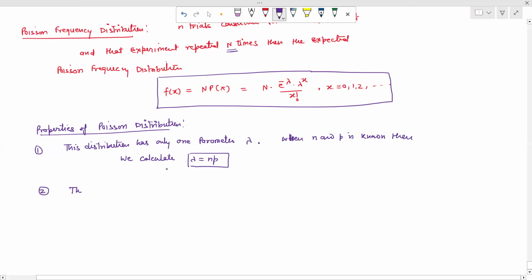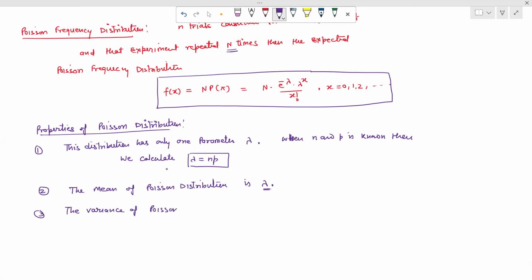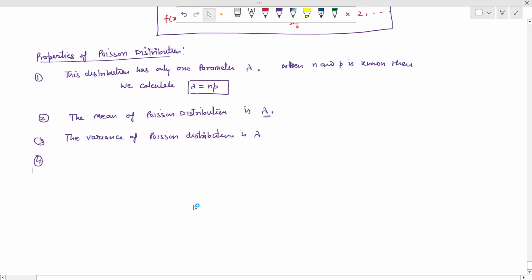Now the mean of the Poisson distribution is lambda. The mean of this distribution is lambda, and third, the variance of the Poisson distribution is also lambda. So the mean and variance of this distribution are the same. You know the mean and variance of the binomial: the binomial mean is np and variance is npq. But this distribution has the same mean and variance.